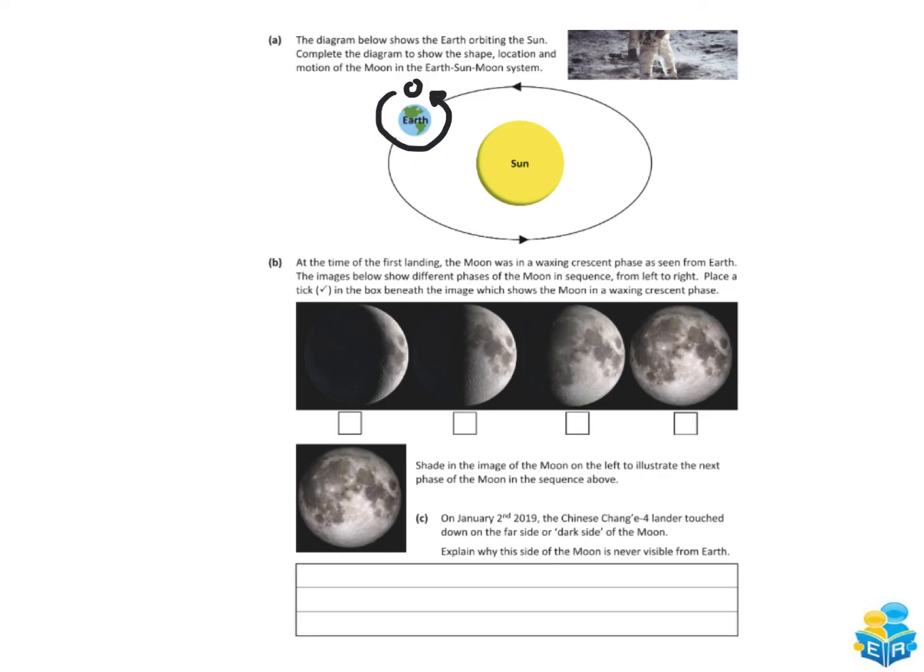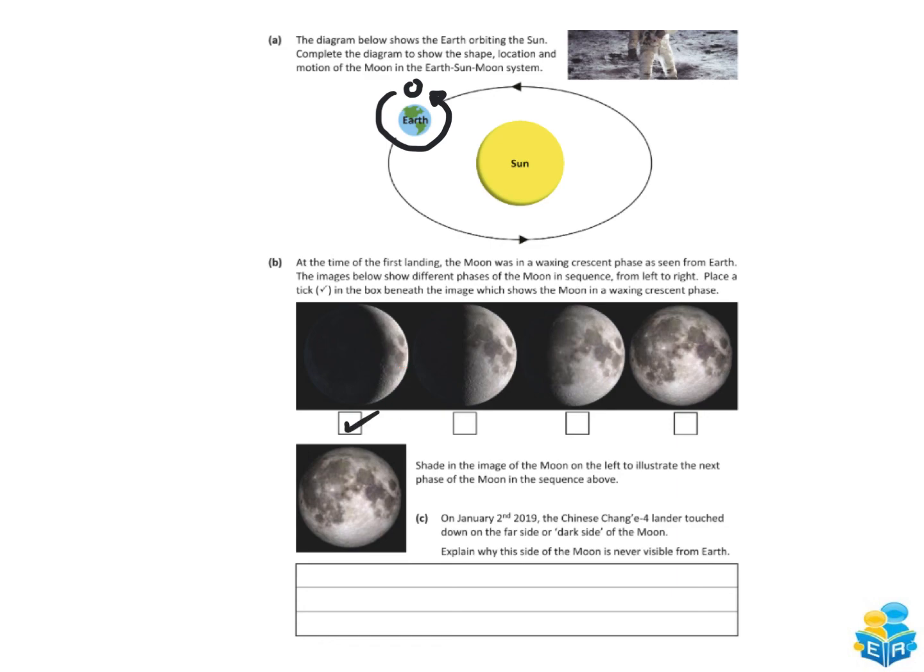At the time of the first landing, the moon was in a waxing crescent phase as seen from the Earth. The images below show different phases of the moon in sequence from left to right. Place a tick in the box beneath the image which shows the moon in a waxing crescent phase. So actually only one of them is in a crescent phase. This is one of the quarters, this is the gibbous moon, this is the full moon, this is the only one with a crescent. So that's this one here.